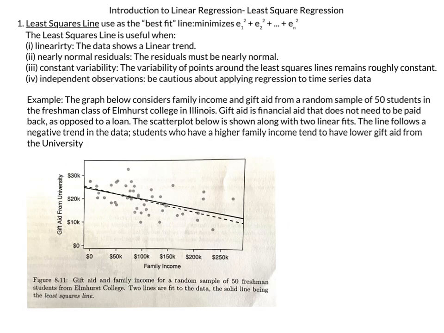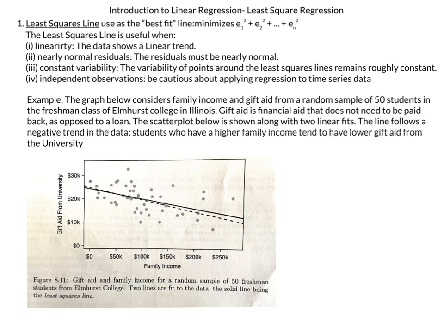Our first example is the graph below, which considers family income and gift aid from a random sample of 50 students in the freshman class of Elmhurst College in Illinois. Gift aid is financial aid that does not need to be paid back, as opposed to a loan. The scatter plot below is shown along with two linear fits, these two lines. One is dotted and one is solid.